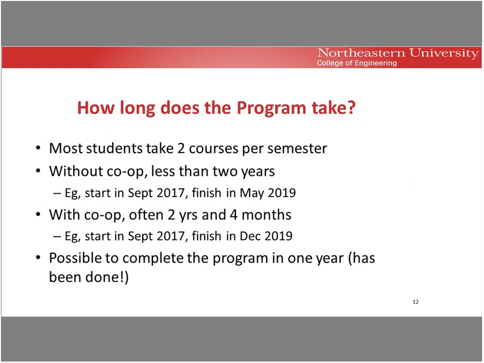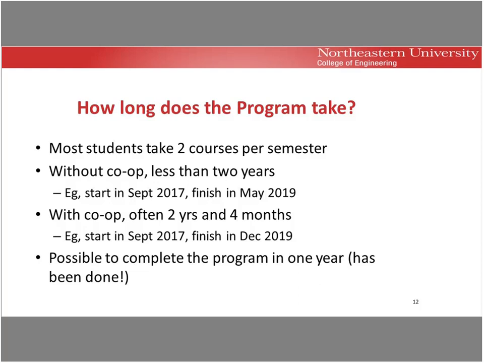And a question that applicants often ask: how long does this program take? Well, most students take 2 courses per semester. We're talking here really about international students, and 2 courses generally equates to 8 credits or semester hours, and that is the minimum required for international students. So that would essentially mean 4 academic semesters. Without a co-op, a student who would start in, say, September 2017 would finish in May of 2019.